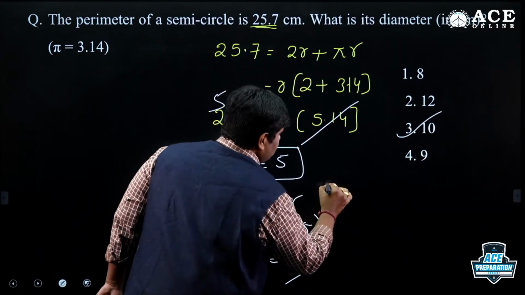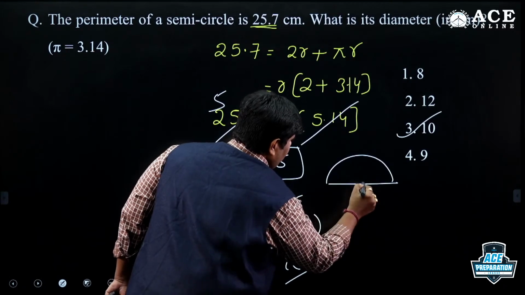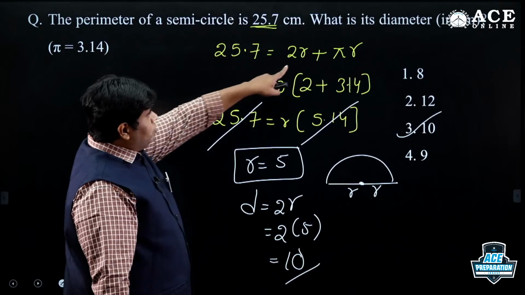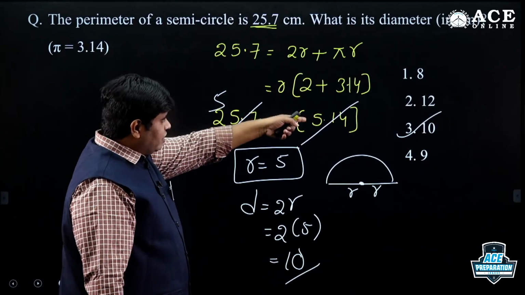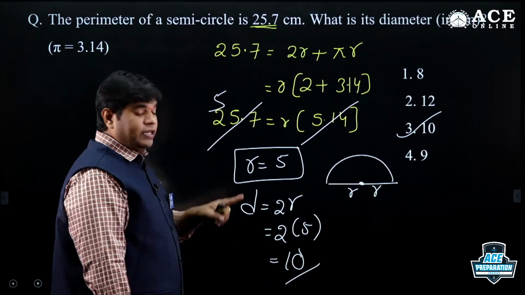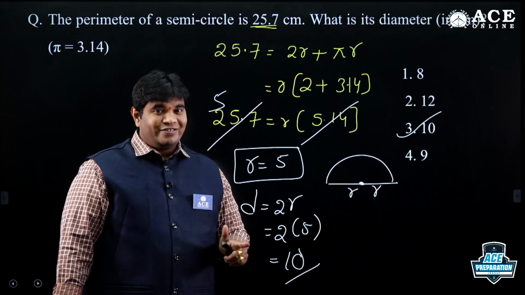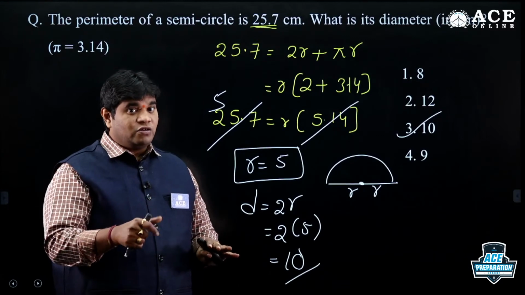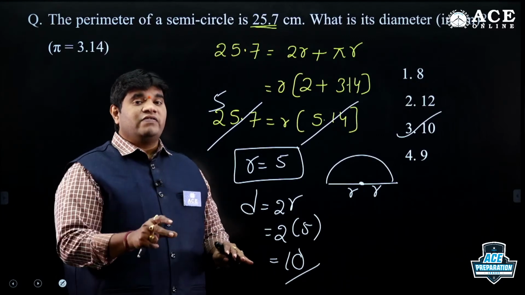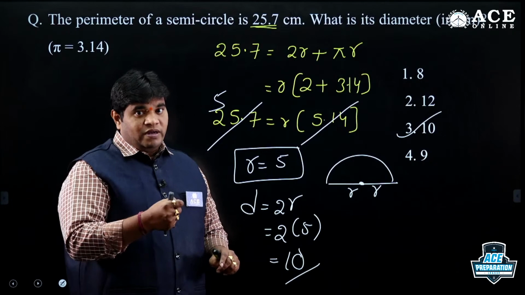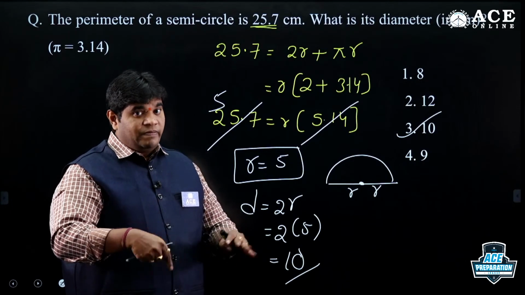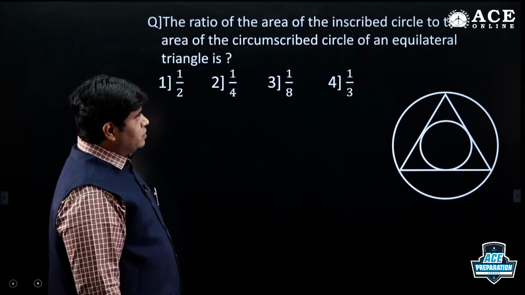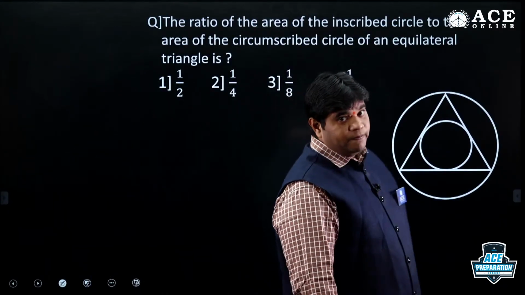This type of question: perimeter is 2R plus pi R. So R is common, you got the value. R is equal to 5, but the diameter is 10. Okay, friends, are you getting everything? Concentrate on the concepts. What is the requirement? What is the given information? Numbers are not necessary. It may be variable, but the concept should be the same.